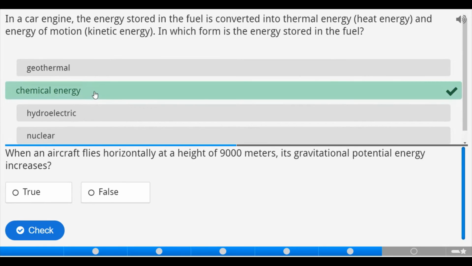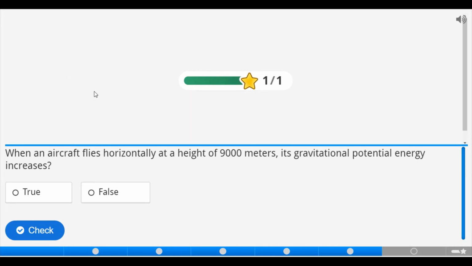Correct. When an aircraft, alright, flies horizontally at a height of 9,000 meters, its gravitational potential energy increases. Now, in this case, this statement is false. When a plane is flying horizontally, okay, the gravitational potential energy does not change due to the fact that it is maintaining a constant height. So the statement here now is false. All right, and let's check.